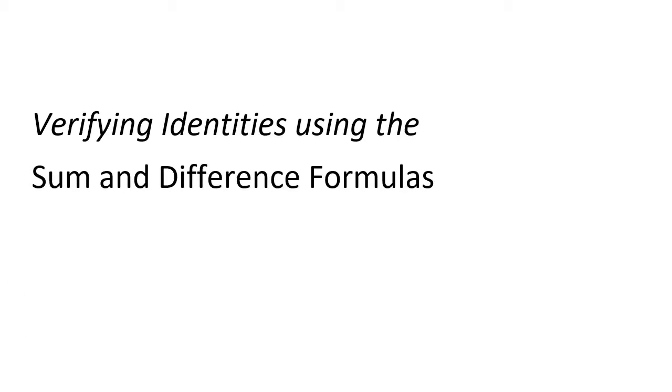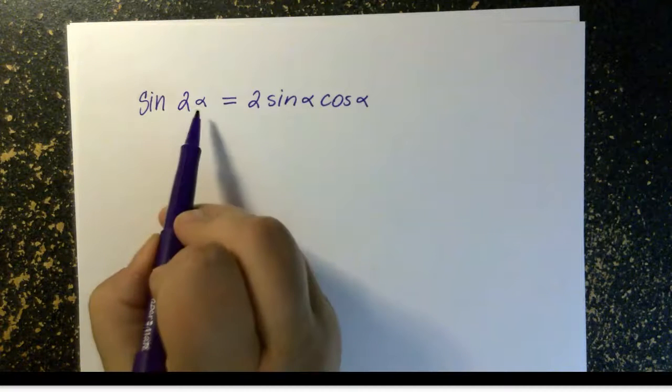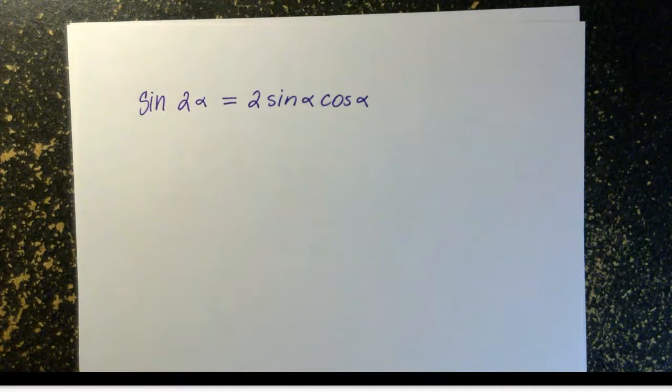And so I'm going to show you three identities that we might be asked to verify that require use of the sum and difference formulas in order to do so. Okay, so here's our first one, and I'm sorry I wrote that alpha a little bit weirdly small.